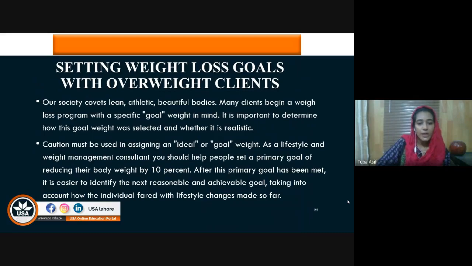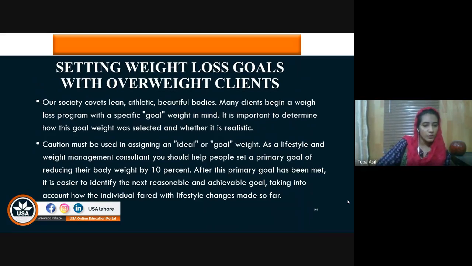As a lifestyle and weight management consultant, you should help people set a primary goal of reducing their body weight by 10%. For example, if a lady weighs around 250 pounds, the main realistic goal is to shed 10% of her total body weight. After this primary goal has been met, it is easy to identify the next reasonable plan. So, for example, if a patient with obesity comes to you, first of all, you should keep in mind that the weight goal she has in mind should be realistic.